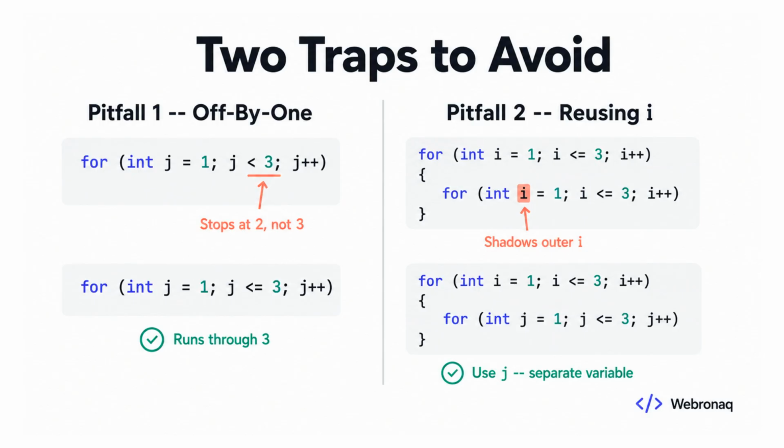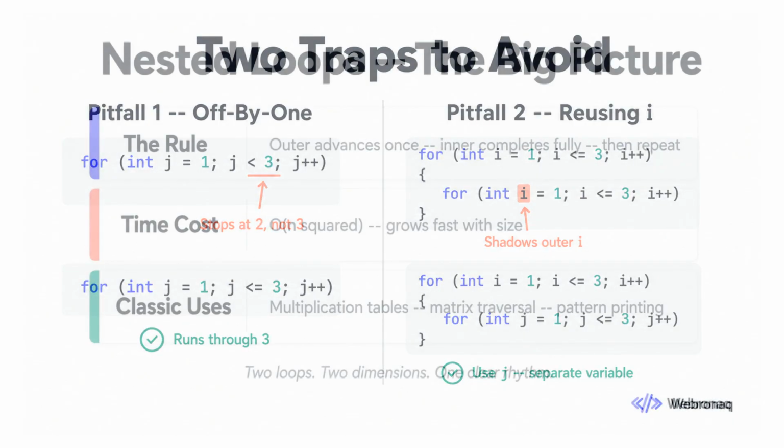The second pitfall is reusing the same variable name. If both loops declare a variable named i, the inner i shadows the outer one. The outer loop's counter is hidden, and your row logic breaks entirely. The fix is straightforward. Use i for the outer loop, and j for the inner loop. Different loops need different names. These 2 habits, careful boundary checks and distinct variable names, will save you hours of debugging. Now let us wrap everything up.